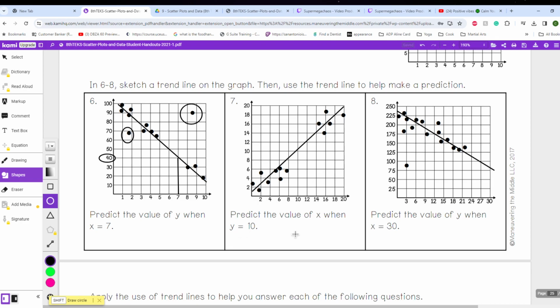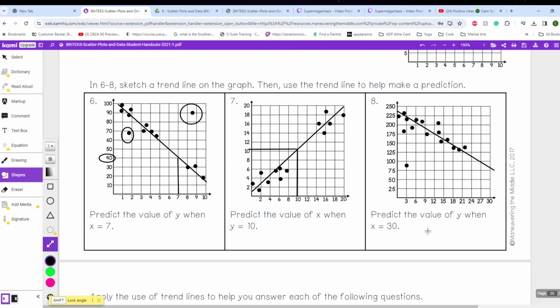Here it says predict the value when x is 10. Draw a line straight up at 10, then draw a line straight over. And you could say, okay, maybe that's almost 11, so maybe 10.5. That's pretty close.